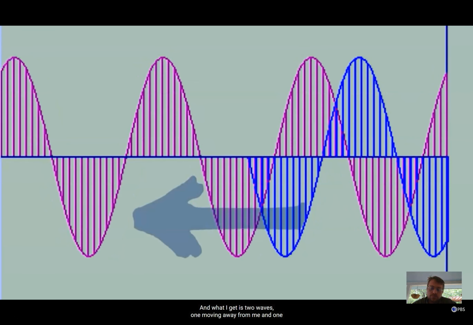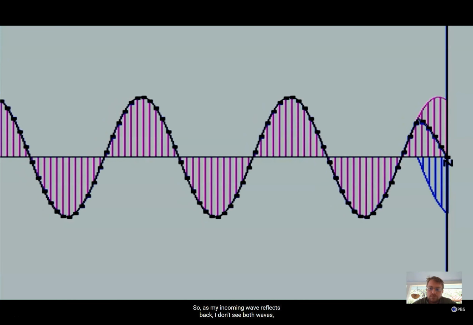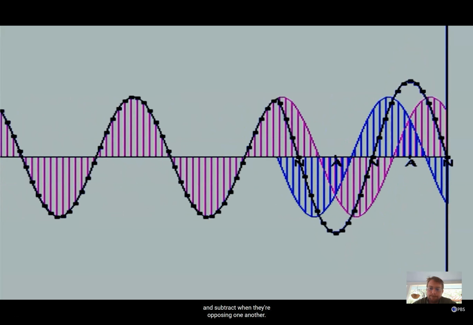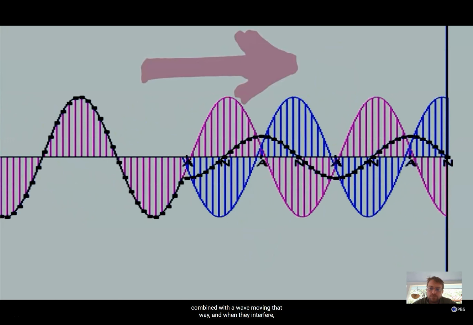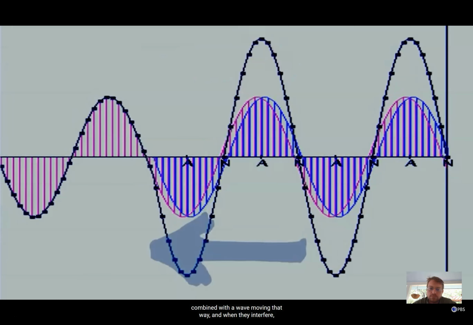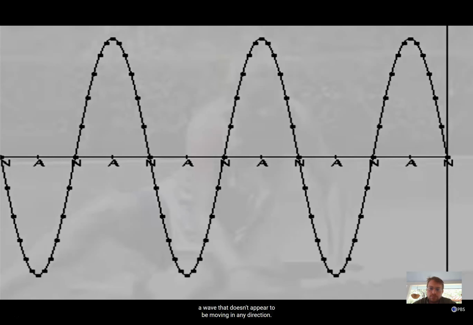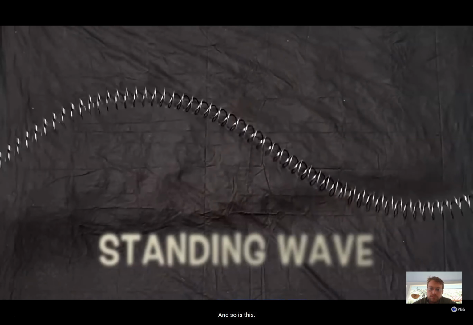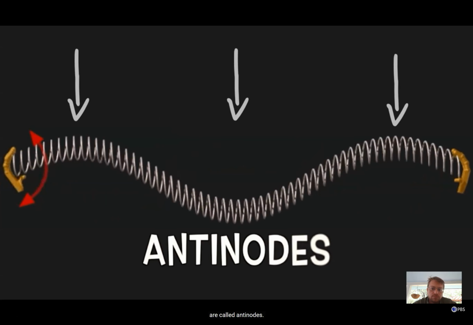But obviously the rope can't be in both places at once, so as my incoming wave reflects back, I don't see both waves, I see a combination of the two. The waves add when they're on top of each other, and subtract when they're opposing one another. And something crazy is happening. You've got a wave going this way, combined with a wave moving that way, and when they interfere, the result is, as you might expect, a wave that doesn't appear to be moving in any direction. It's standing! This is called a standing wave. And so is this. The places where the wave appears to be not moving at all are called nodes, and the places where they're moving a lot are called antinodes.